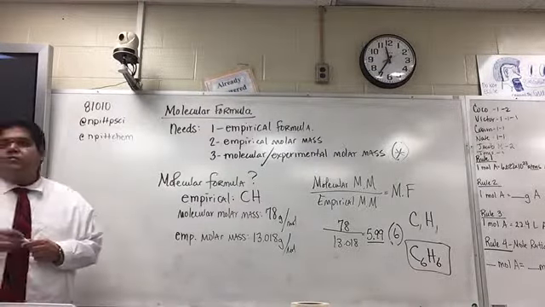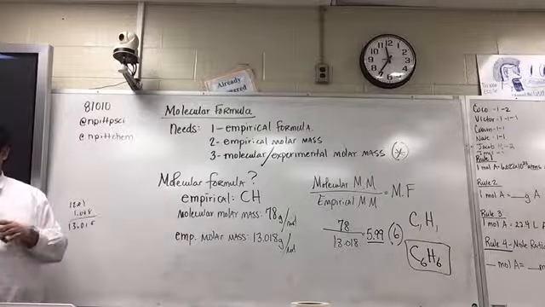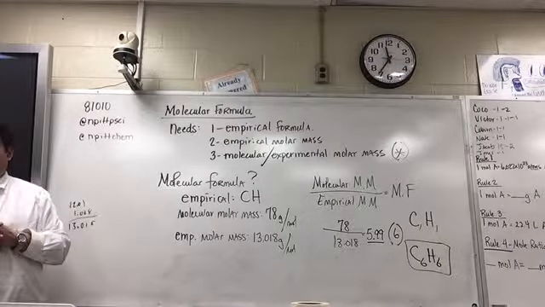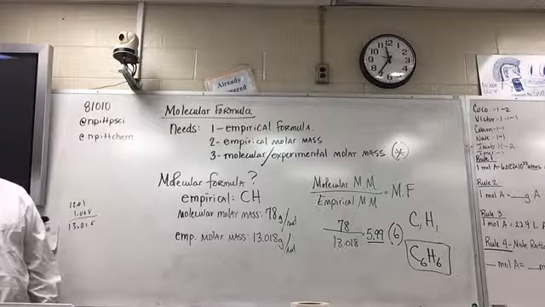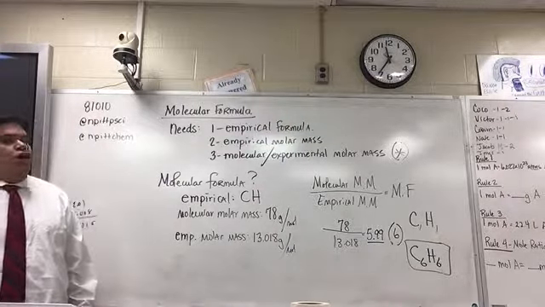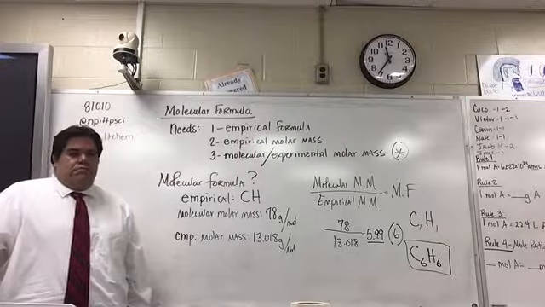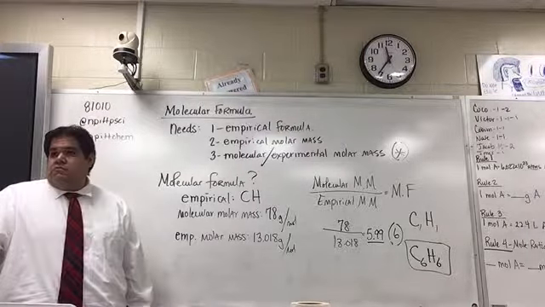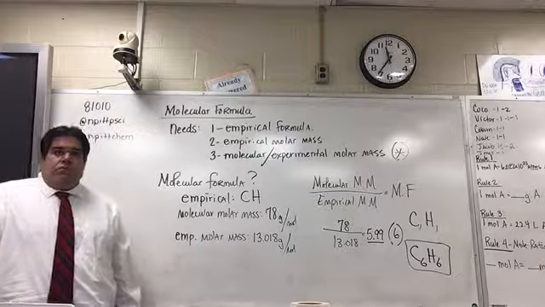You don't simplify them. No, because that's the whole point of a molecular formula. If I wanted it simplified, it'd be called the empirical formula. The MF, whatever number you get, is what I will multiply all the subscripts by. All right, and then once you do that, you're done. Okay? Are we good?